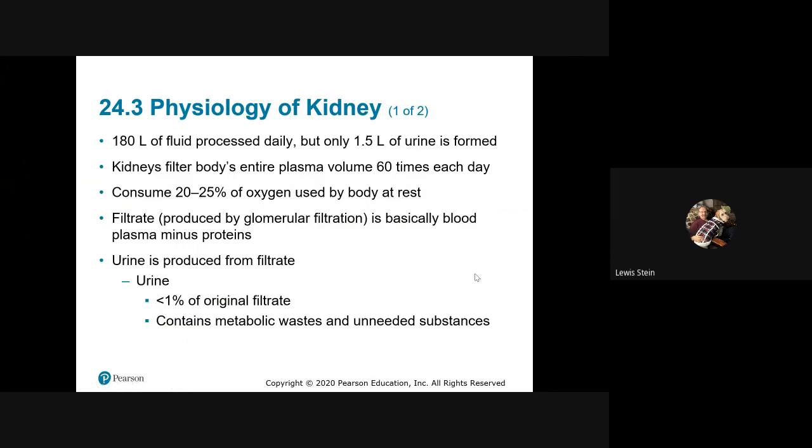I think I said this initially, we usually process 40 to 45 gallons a day of filtrate. Sixty times a day, our bloodstream basically goes through our kidneys. And we use up a tremendous amount of oxygen with it. And effectively, urine is 1% of this filtrate.